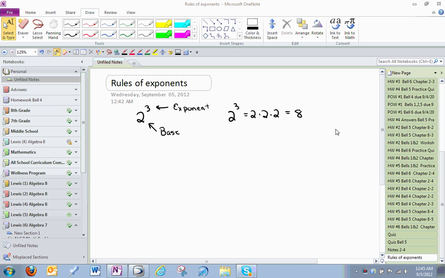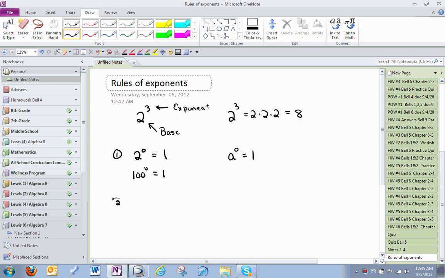Now, in 8th grade, we introduce some other concepts. The first rule they talked about was the zero exponent. 2 to the 0 equals 1. Any number to the 0 power equals 1. So whenever you have a number or a letter like a to the 0, it always equals 1.